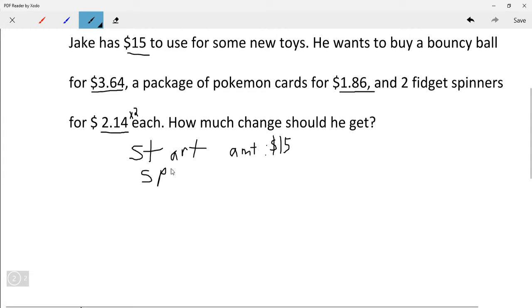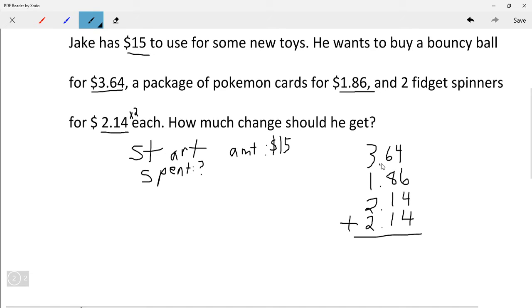So I'm just going to write spent. And this is an amount that we don't know yet. So we need to add up all of the money that he spent. So let's go, 364. And I am going to use the standard algorithm. And how we do that, 186, 214, and then 214 because he bought 2 fidget spinners. So now we can add up all of these.